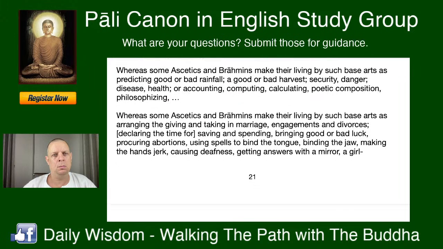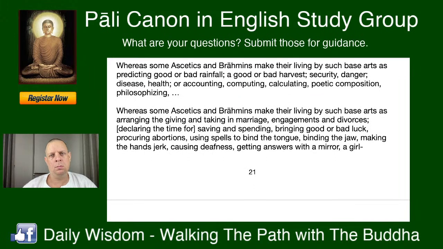Whereas some ascetics and Brahmins make out their living by such base arts as predicting good or bad rainfall, a good or bad harvest, security, danger, disease, health or accounting, computing, calculating, poetic composition, philosophizing.